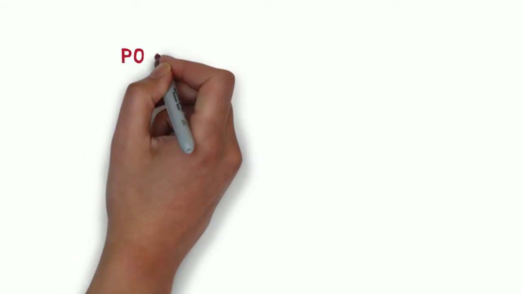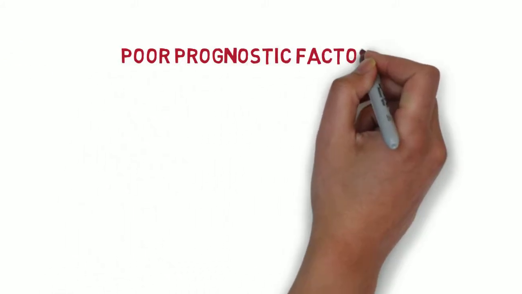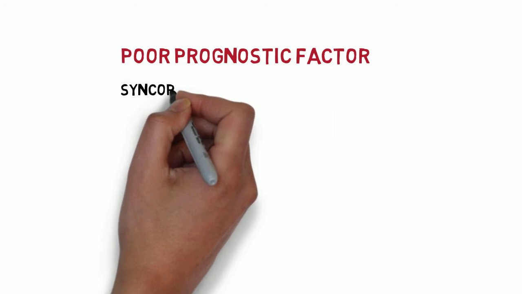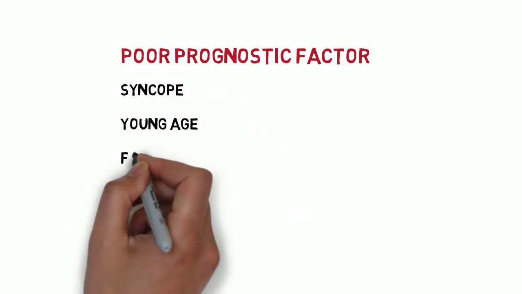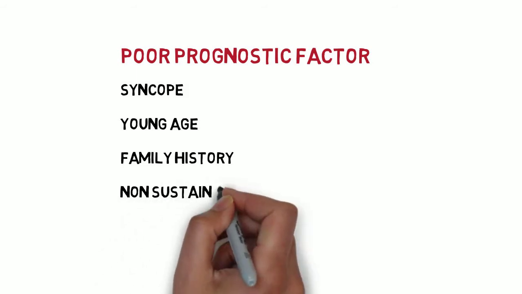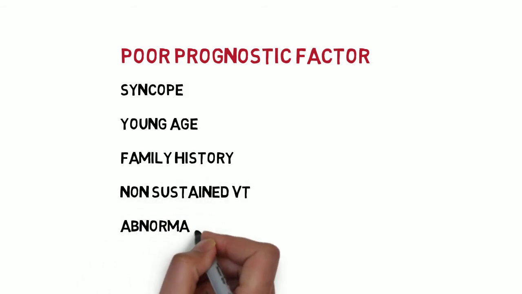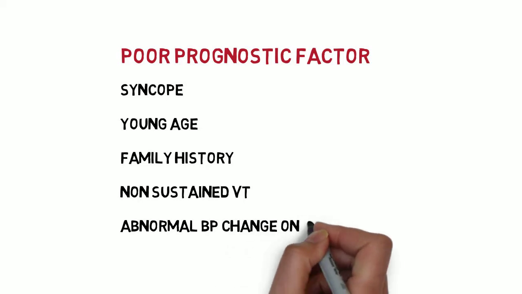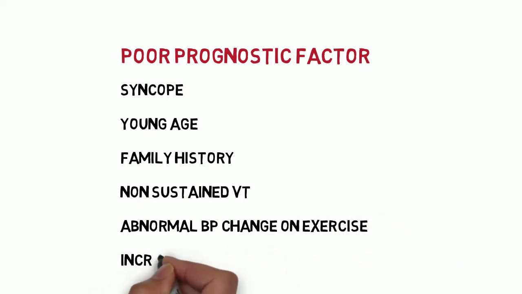The poor prognostic factors of hypertrophic obstructive cardiomyopathy are syncope, young age at presentation, family history of sudden cardiac death in young people, non-sustained ventricular tachycardia on Holter monitoring, abnormal blood pressure changes on exercise, and increased septal wall thickness more than 3 cm.